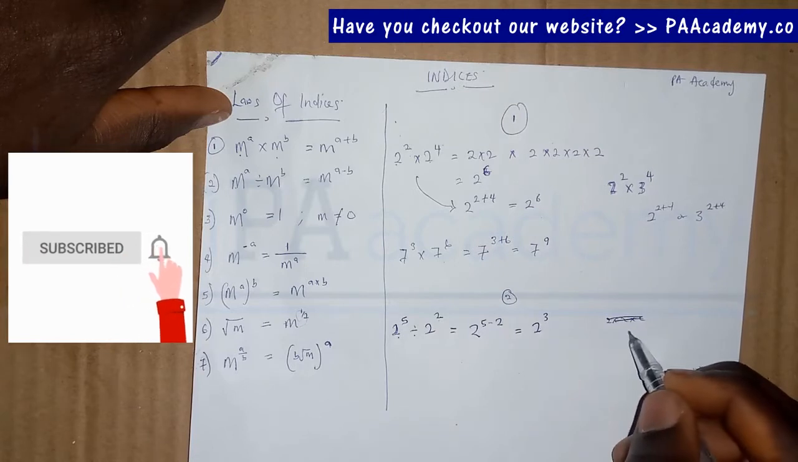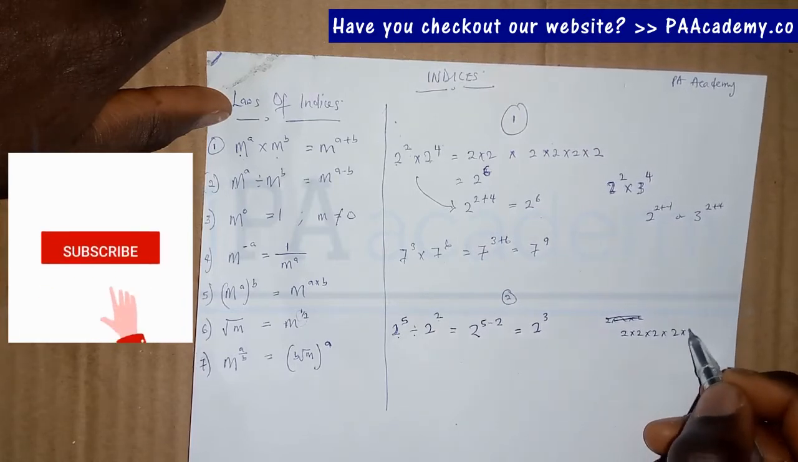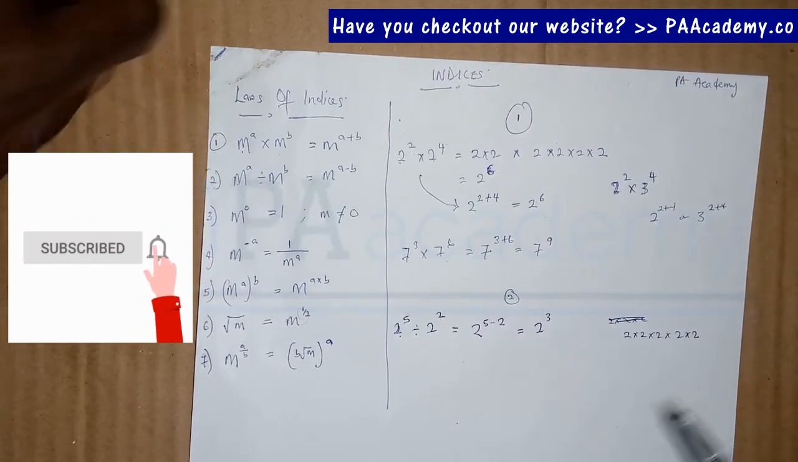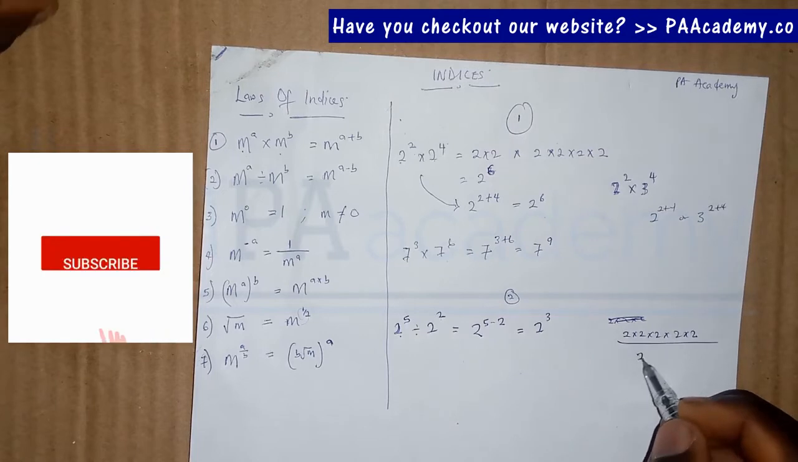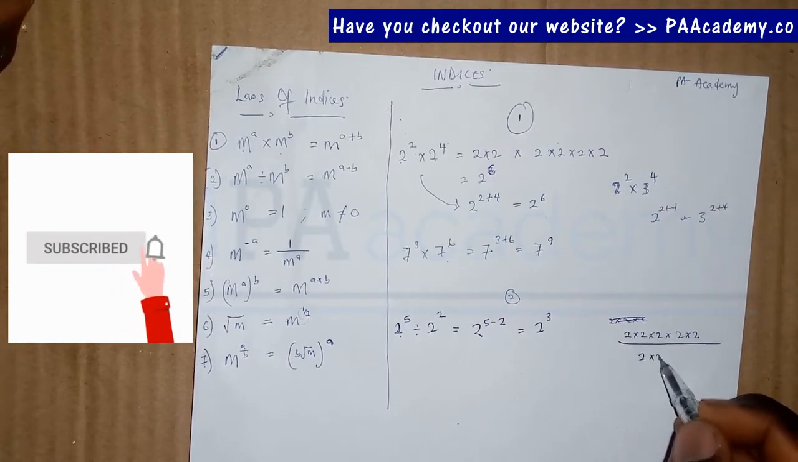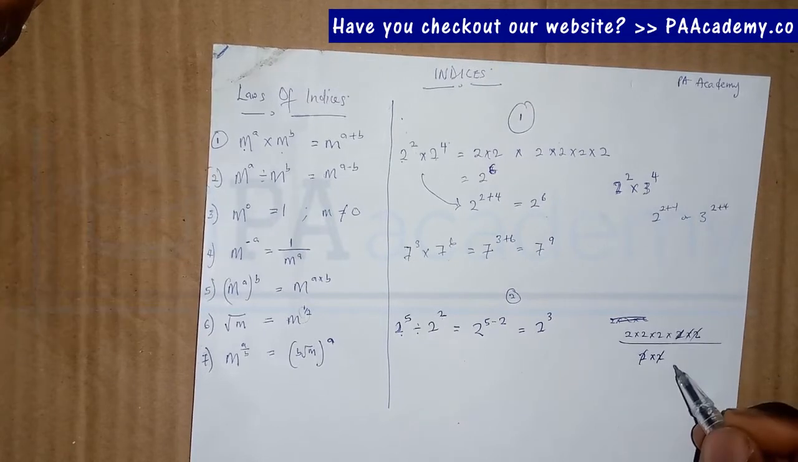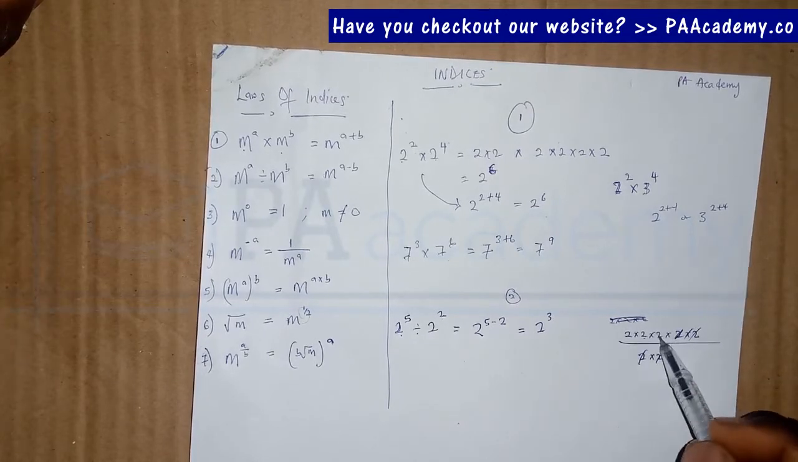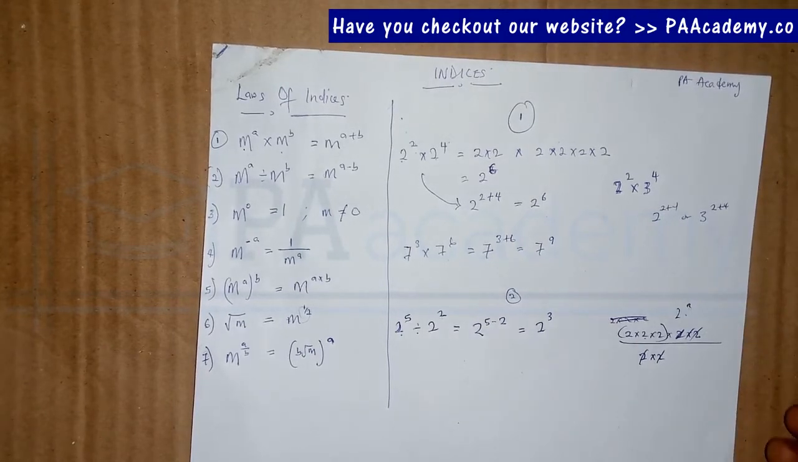Let's just check, just to confirm it. If we have 2 raised to power 5, that is 2 times 2 times 2 times 2 times 2, divided by 2 raised to power 2, using this division sign. 2 raised to power 2 is 2 times 2. So this cancels this, this cancels this, and we are left with 2 times 2 times 2. So that's 2 raised to power 3. I hope that is clear.